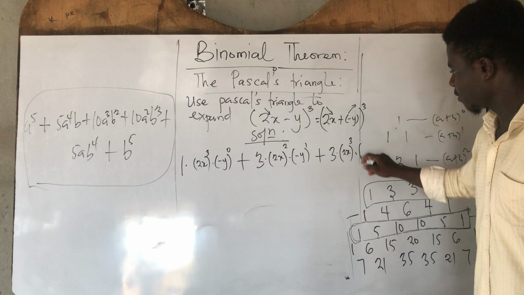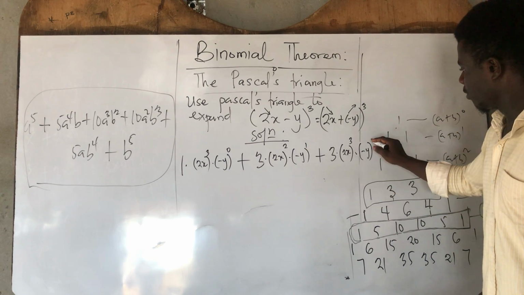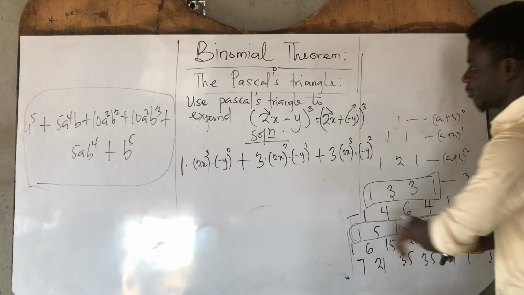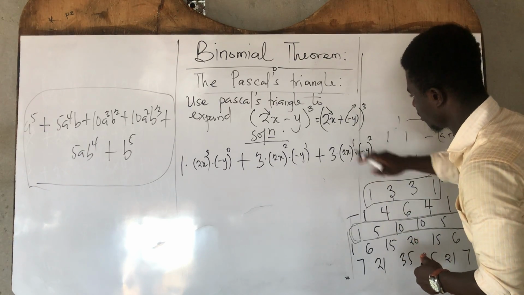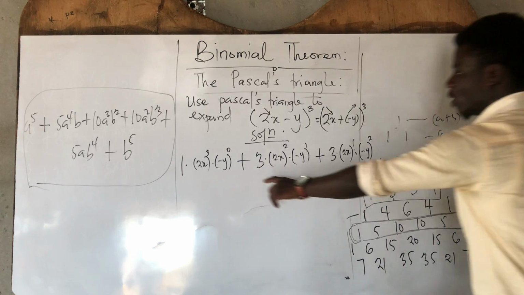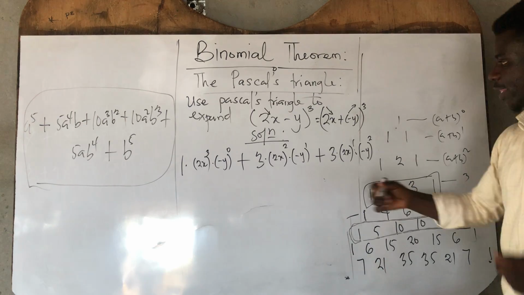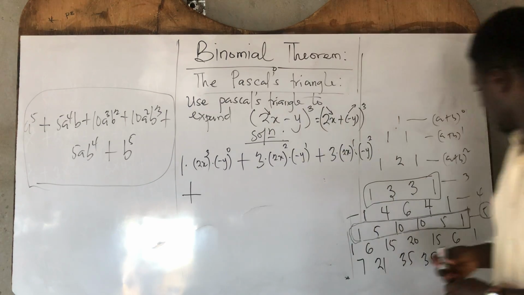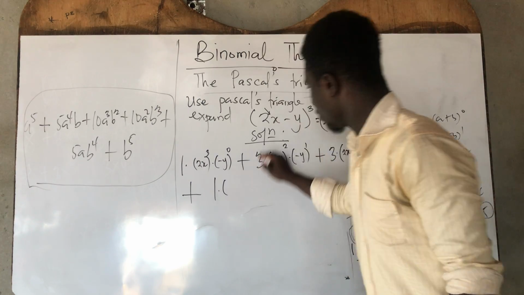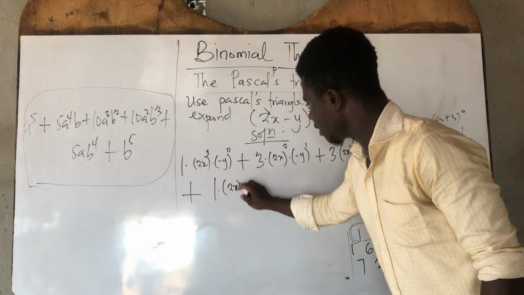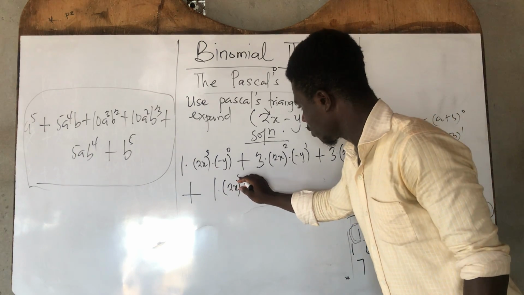Then times minus y. Sorry, this 2x will decrease, so it will be 1. So this 2x is decreasing, then minus y is increasing. Alright, then plus this 1 times 2x. 2x is decreasing, so we have to the power 0.